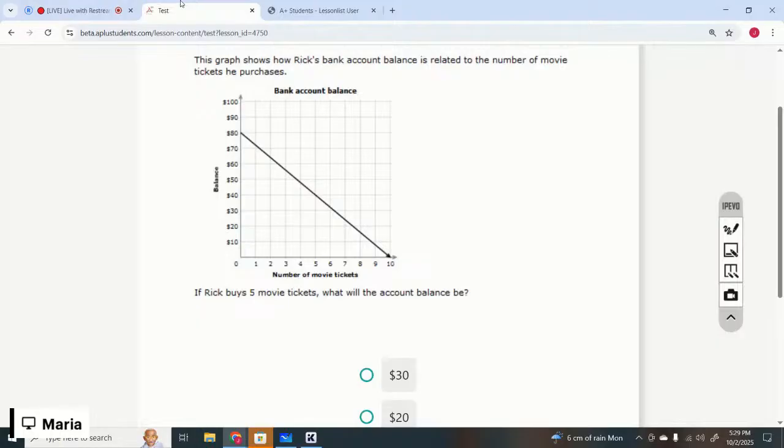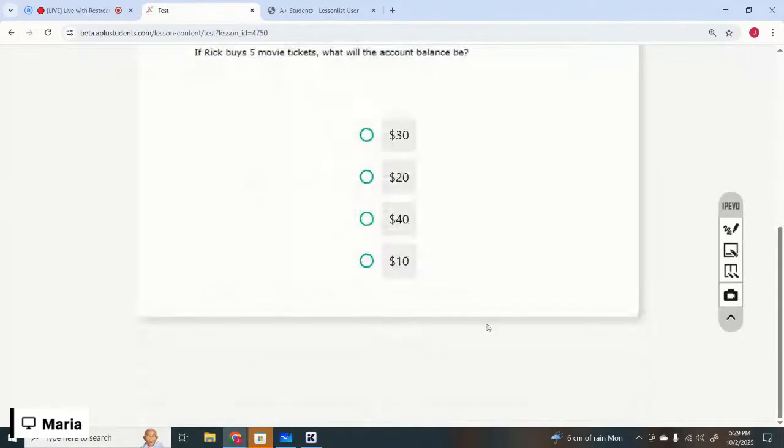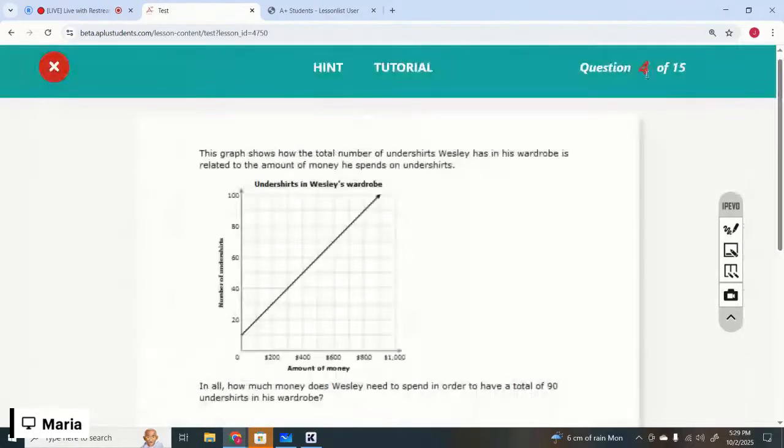So, which is the correct option? With $5, he can have 40. Yes, $40 it is. The correct option is $40. Option number three is the correct option. $40 it is.